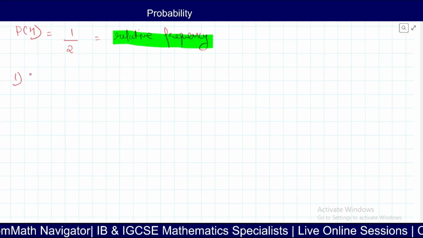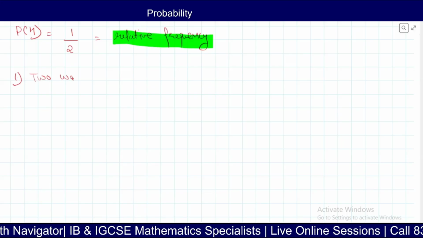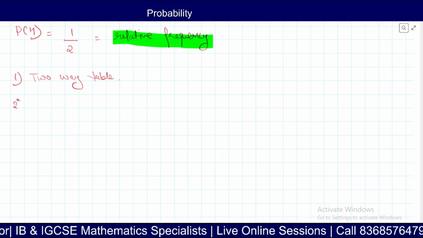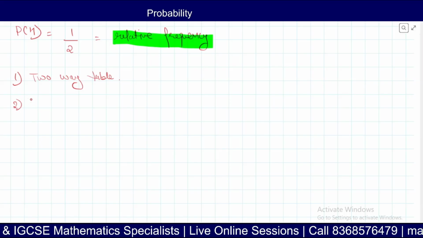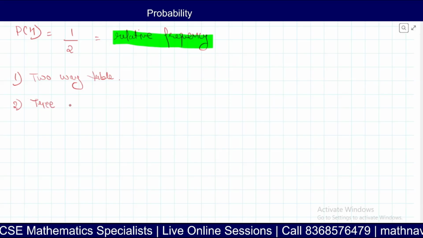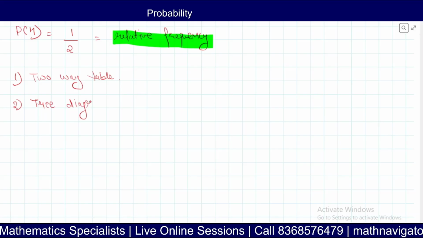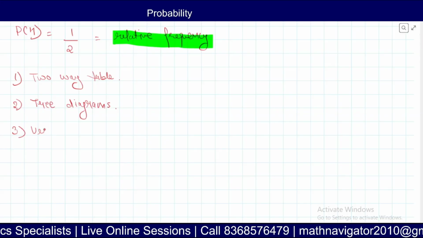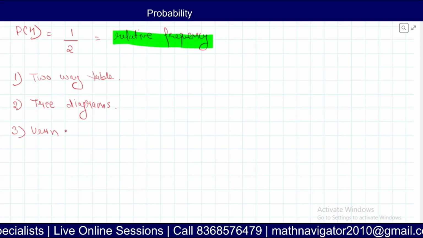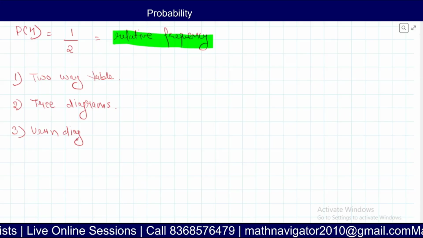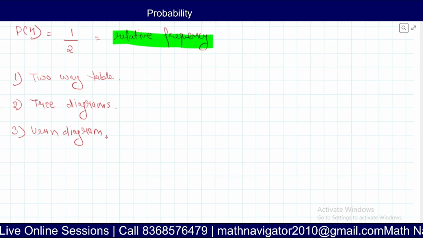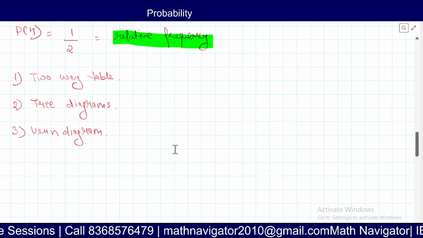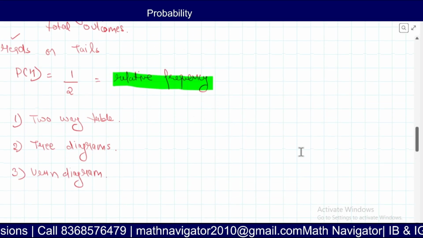Number one, two-way table. Number two, I have tree diagrams. And number three is Venn diagram. Finding the probability is the main aspect. I'll explain to you what is a tree diagram, what is a Venn diagram, and what is a two-way table, right?